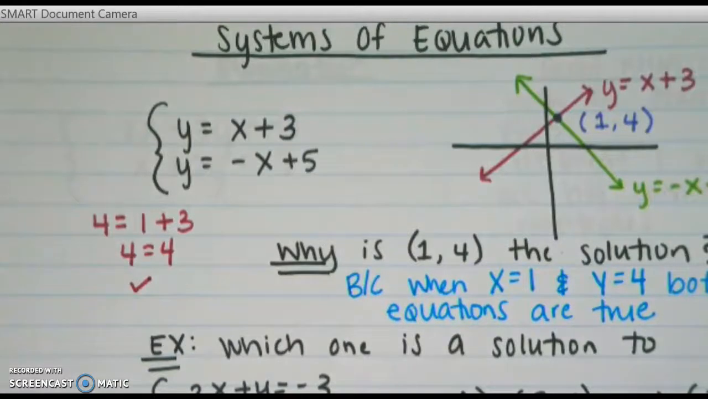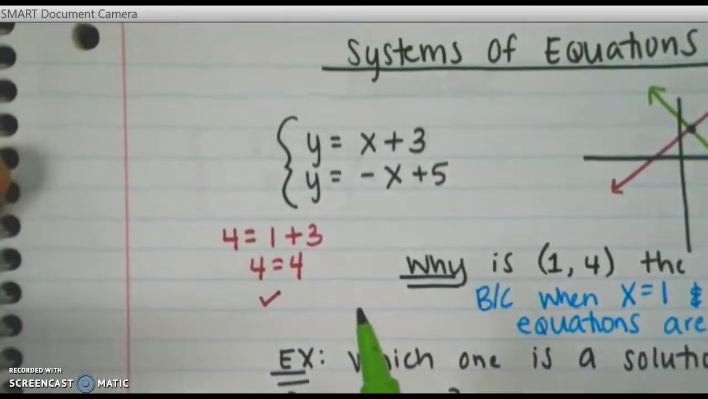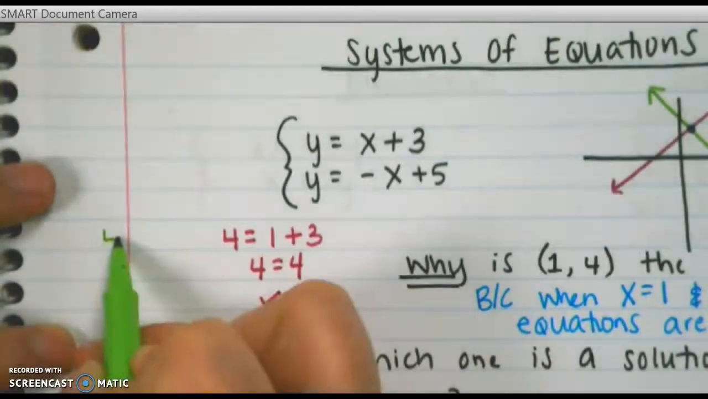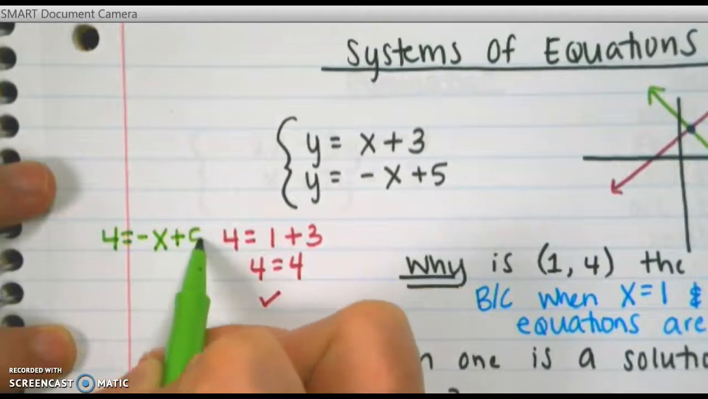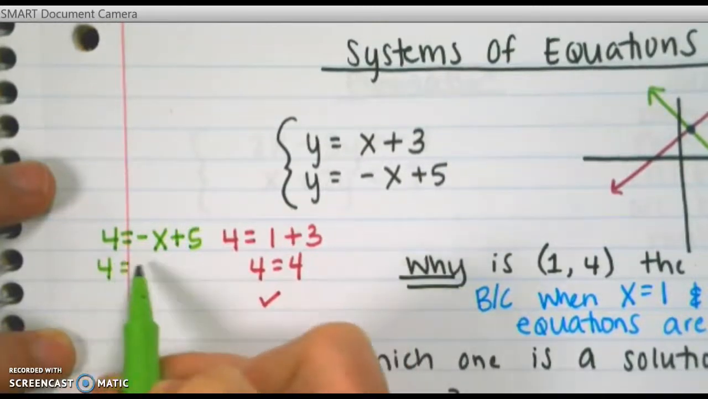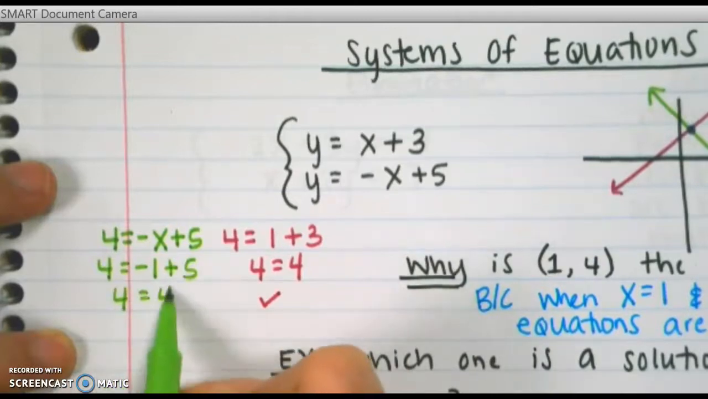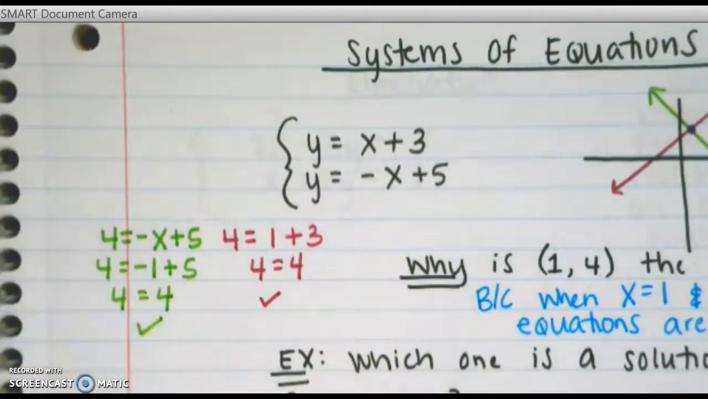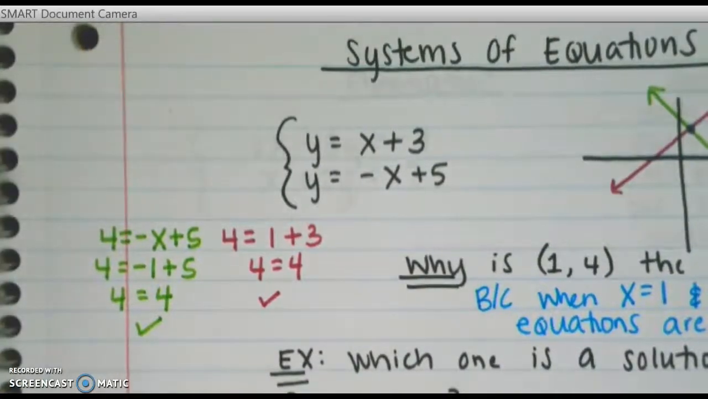And for the green, negative x plus 5. When I plug 4 in for the y and 1 in for x, so that would be negative 1. That checks also because negative 1 plus 5 is 4. So when you're finding a solution, that's what you're doing. You're finding the point that when you plug in for x and y, it makes both of the lines true.